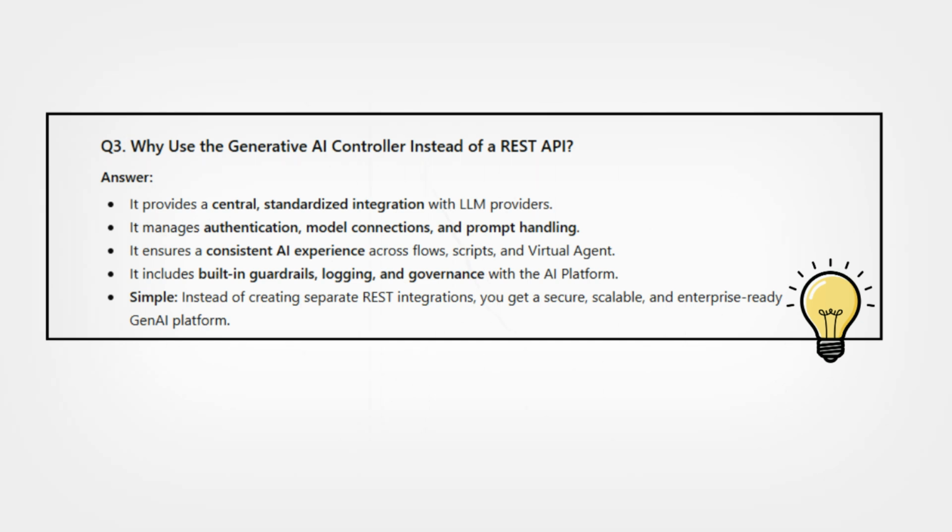Okay. And next one is, on top of that, it integrates with Now Assist and Guardian, meaning you get built-in guardrails and logging rather than building your own monitoring for every REST API. Okay. So these are the few advantages. As a simple answer, you can say the controller turns one-off API hack into a proper platform feature with support, guardrail, and a clear model for how generative AI is used across the instance. Okay, so these are the few advantages of using generative AI controller over a REST call every time.